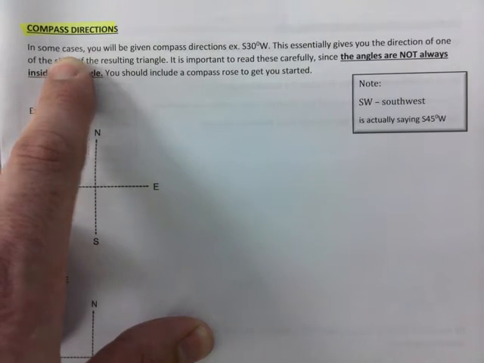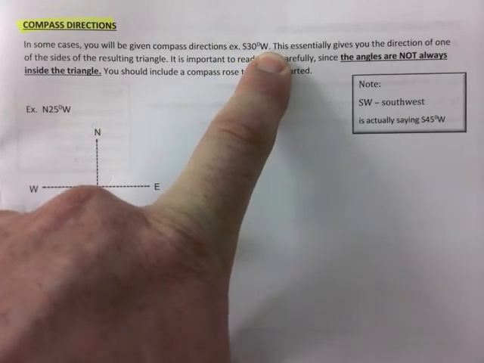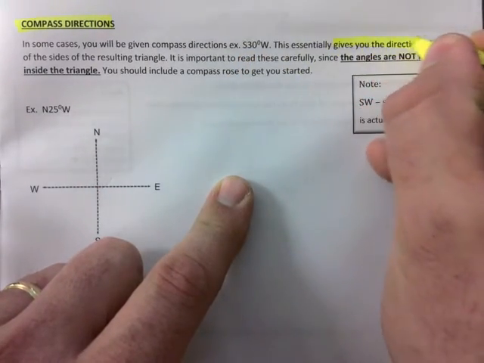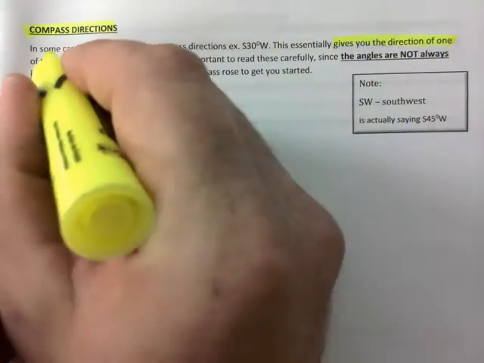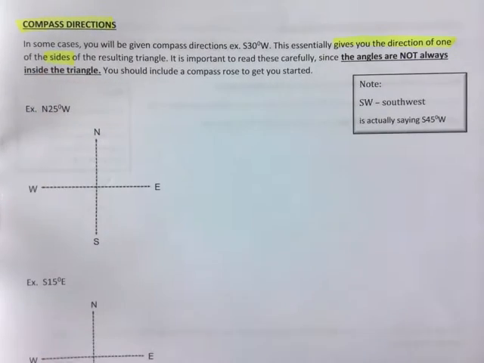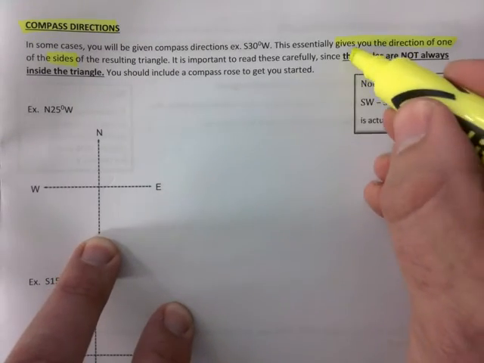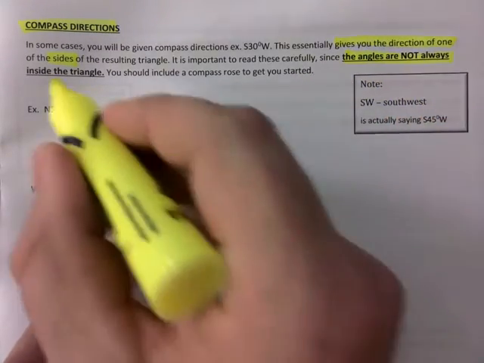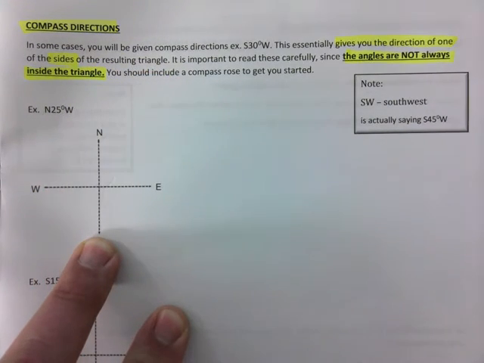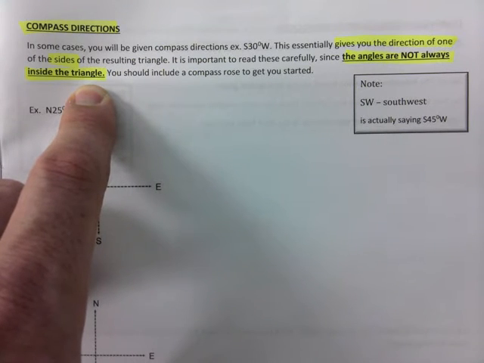In some cases, you'll be given compass directions. So south 30 degrees west. It essentially gives you the direction of one of the sides of the resulting triangle. It is important to read these carefully, since some students think that's an angle, so it's going to be part of my triangle. Unfortunately, it's not the case. Sometimes it's actually going to be outside the triangle when you're said and done. So you have to bring it in, okay?